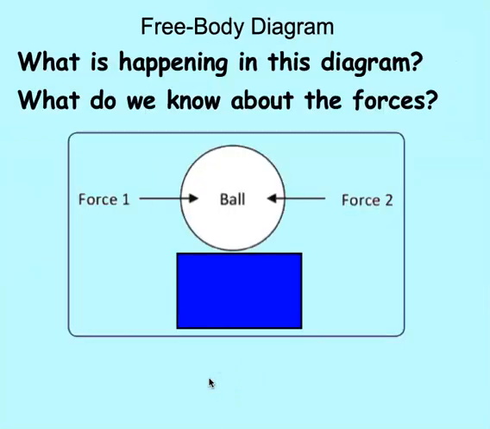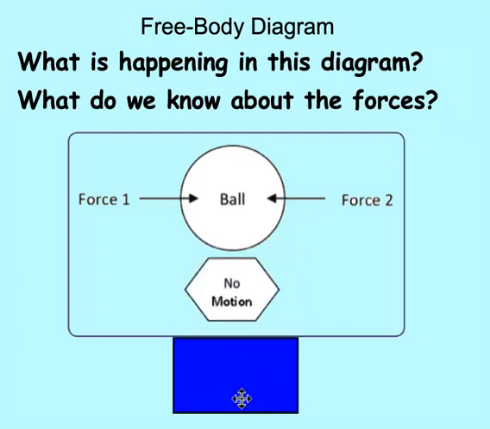All right, let's try the next one. On this one, we have force 1, force 2, both contact forces again, both horizontal forces, and they're both pushing on the same object, the ball. And if you look at it, it looks like the arrows are the same length, so they're equal and opposite in strength and magnitude. And when they're equal and opposite in strength and magnitude, the forces actually cancel each other out. So that means there is going to be no motion.